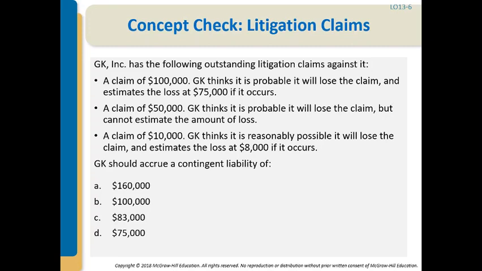Another one, GK has the following outstanding litigation claims against it. A claim of $100,000. GK thinks it's probable it will lose the claim and estimates the loss at $75,000 if it occurs. A claim of $50,000. GK thinks it's probable it will lose the claim but cannot estimate the amount of loss. And a claim of $10,000. GK thinks it's reasonably possible it will lose the claim and estimates the loss at $8,000 if it occurs.